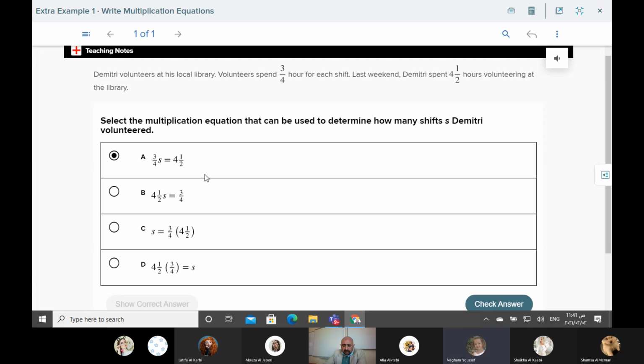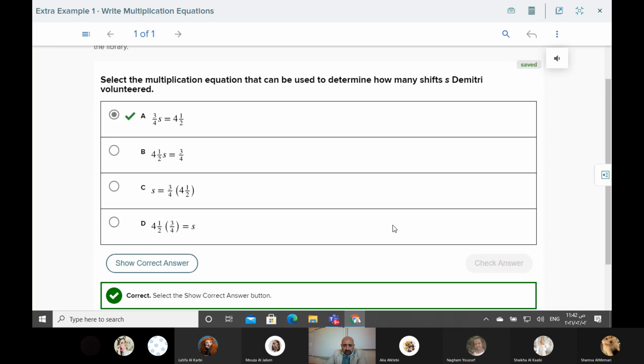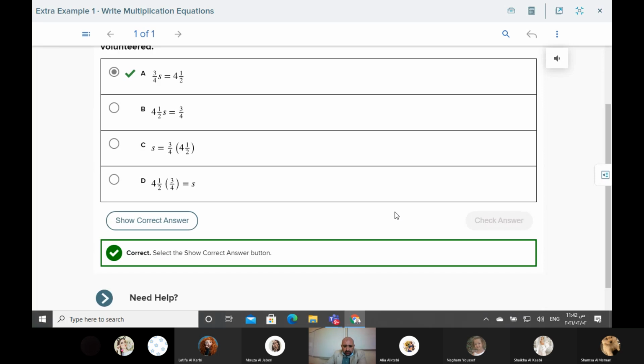Instead of writing the multiplication sign, we put the variable next to the fraction or the number. Yeah, here in the test, what is the unknown value? S, the shifts. What does S represent here in this test? It represents the shifts that Demetri volunteered. Great, okay. Excellent, Nagam. I will add 2 marks for you.